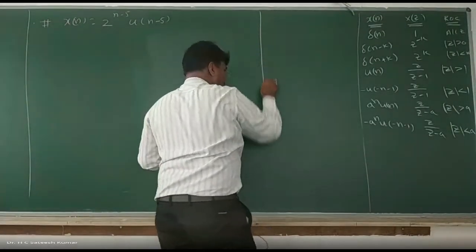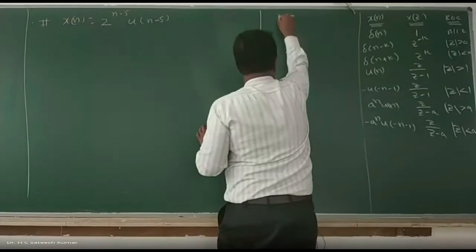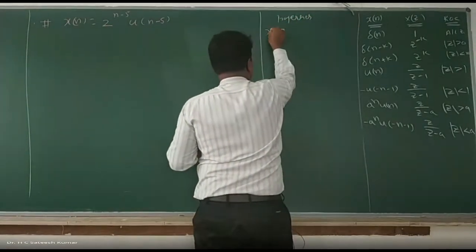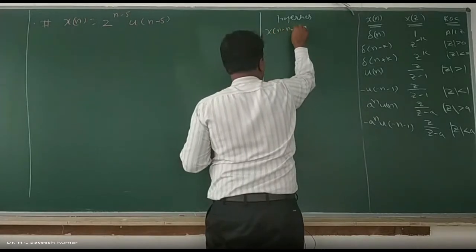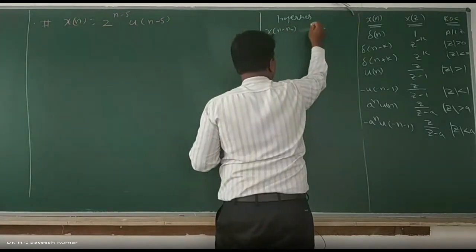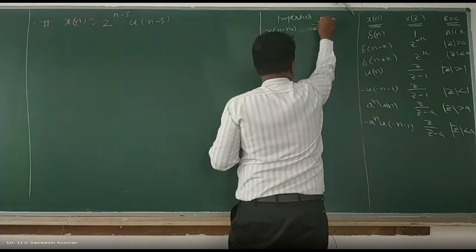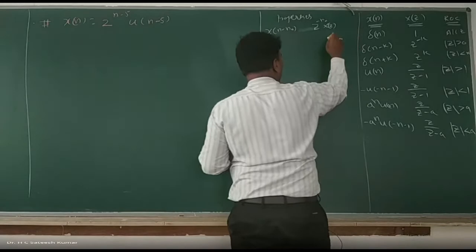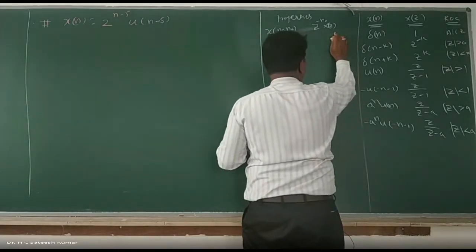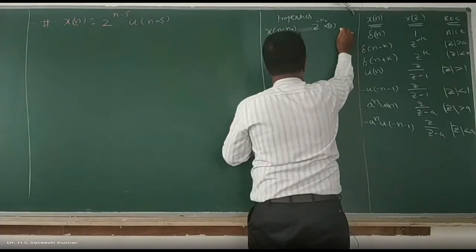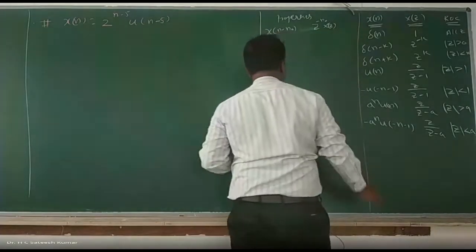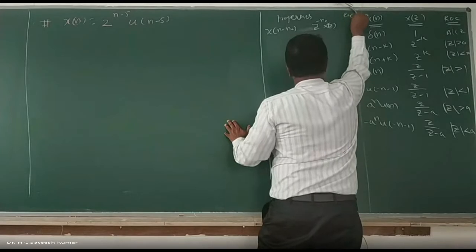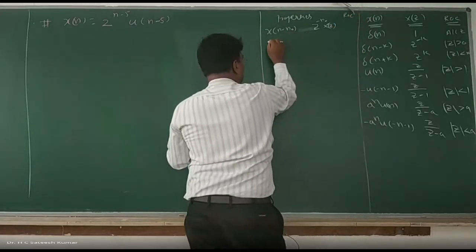Apart from that, some of the properties also you should know. Important properties. Particularly x of n minus n naught. X of n minus n naught has Z transformation z to the power of minus n naught into X of z. Okay, right. And ROC remains the same. Time shift will not affect the ROC.